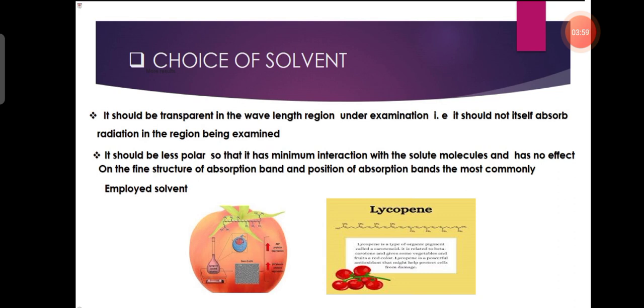Lycopene. Tomato is red in color because it contains lycopene. Lycopene gives red color because lycopene has 11 conjugated double bonds. As conjugation increases, the energy decreases, the wavelength increases and hence color is shown.